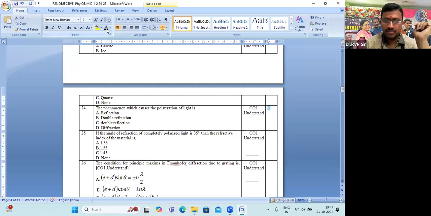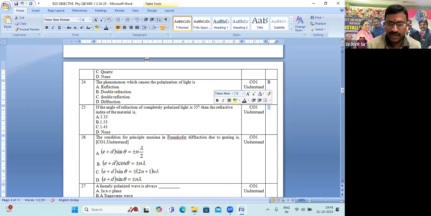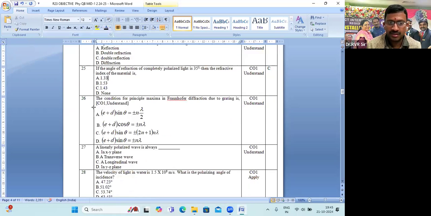So obviously option B is the right answer. If the angle of refraction of a completely polarized light is 35 degrees, so it is a numerical problem. Already this model problem we practiced in our classroom. Option C is the right answer.